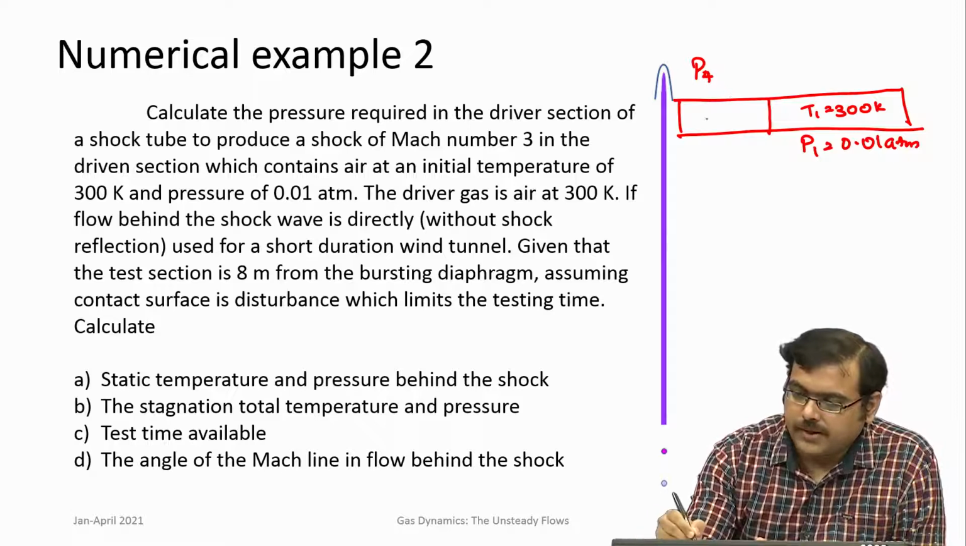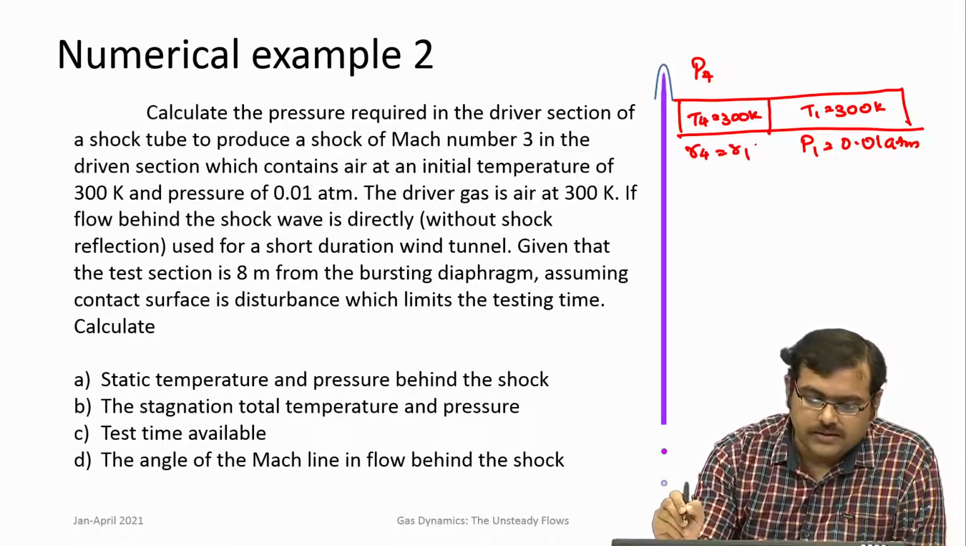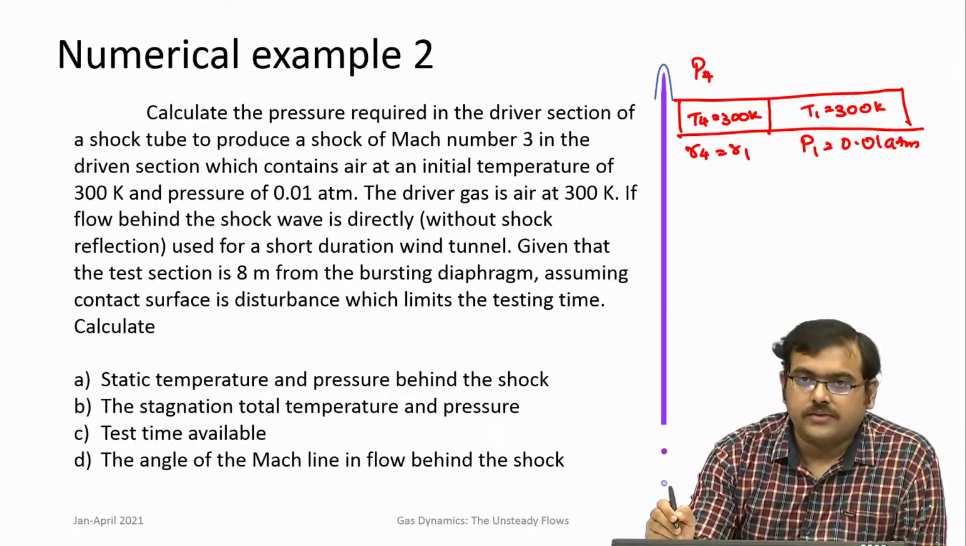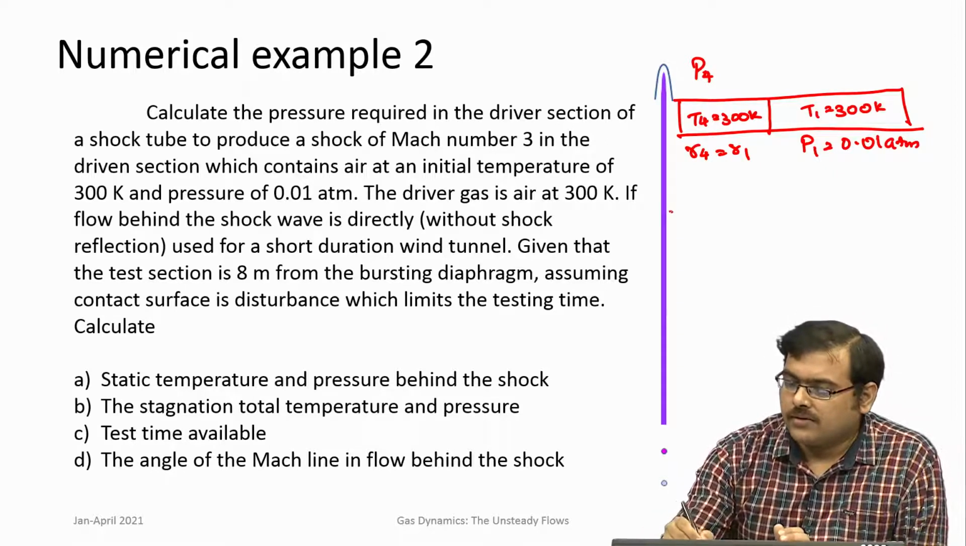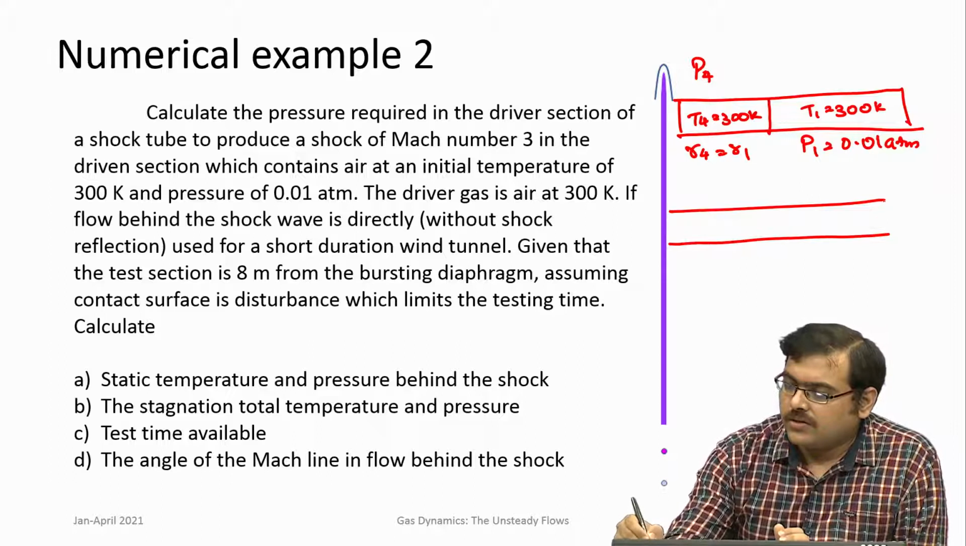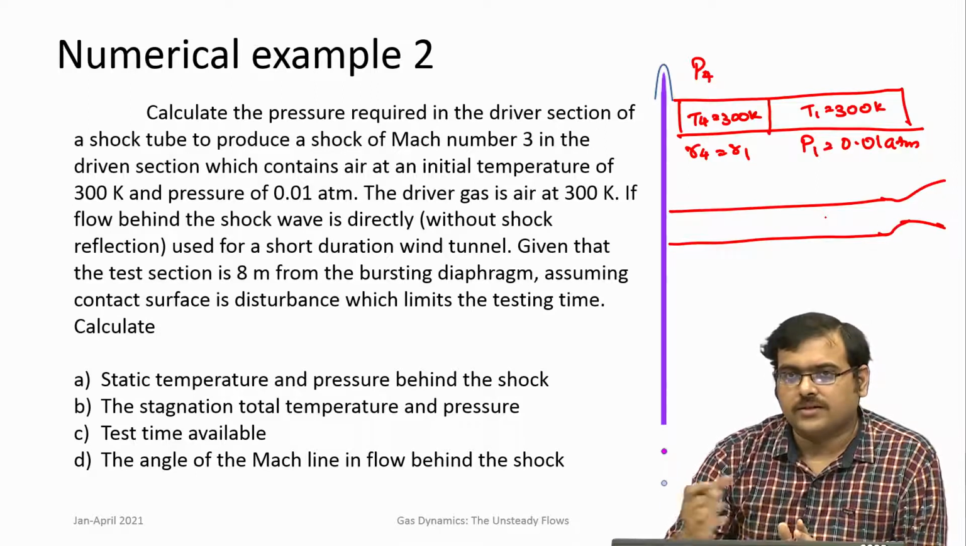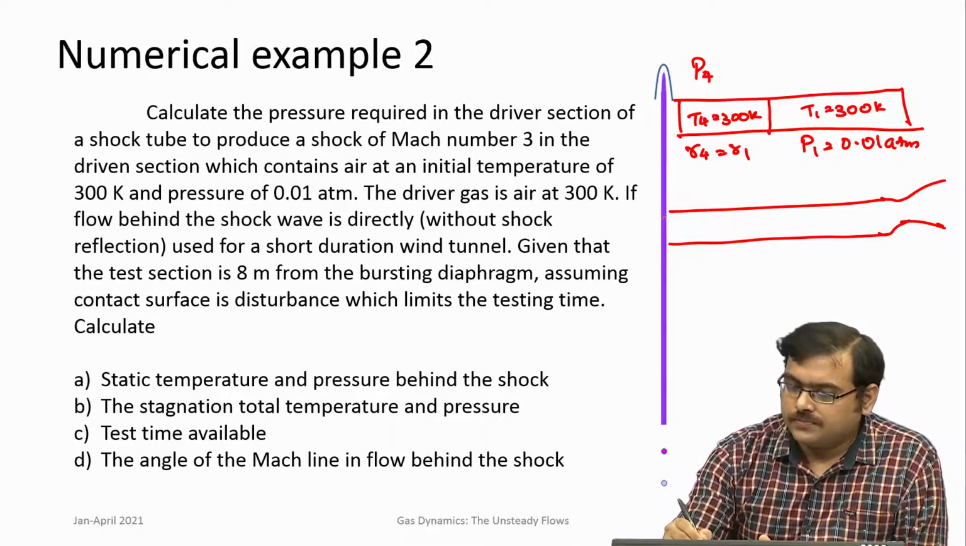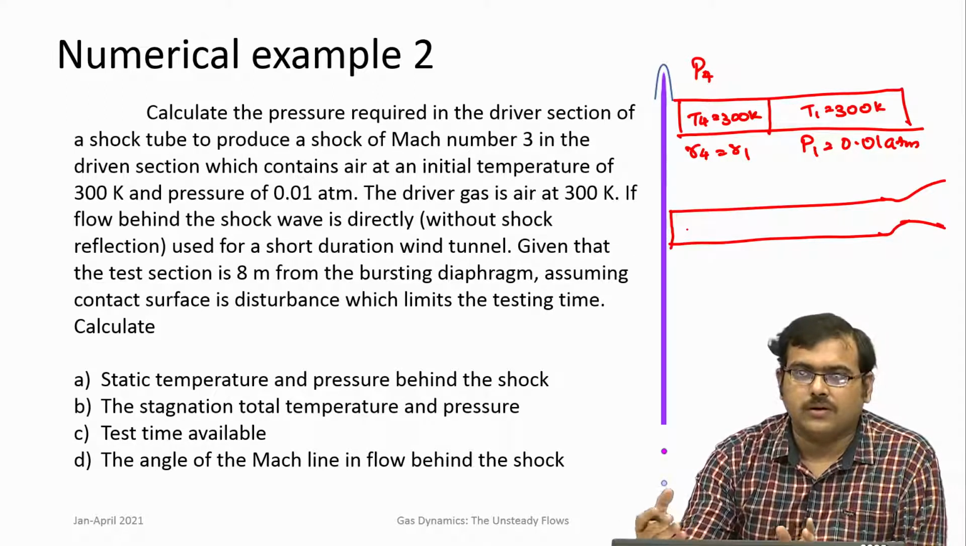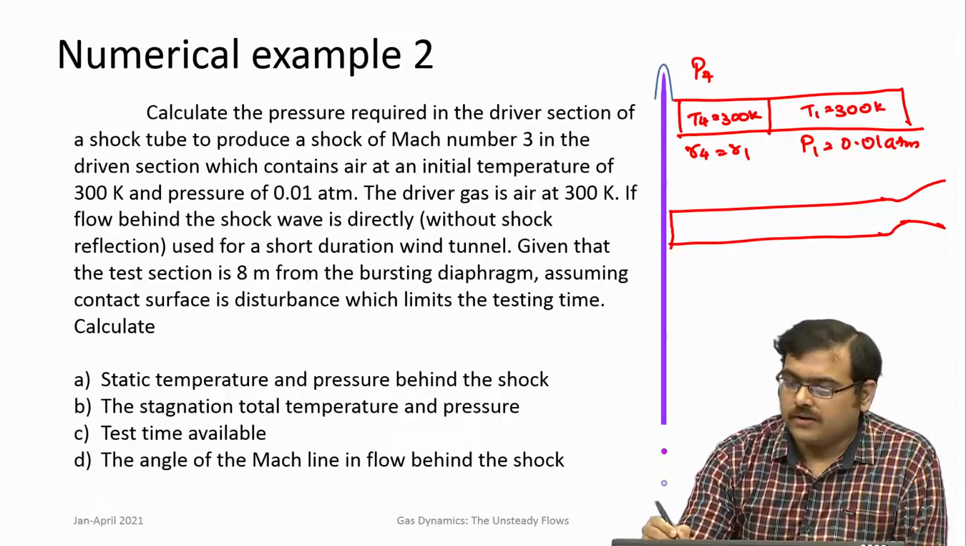So, it is the same gas, T4 is 300 and gamma 4 is equal to gamma 1, the same gas. If flow behind the shock wave is directly used without shock reflection for a short duration wind tunnel. So, this is a case where you are taking the shock tube and at the end of it you are attaching a wind tunnel. So, this combination is known as shock tunnel. We will discuss this in coming classes, but the principle of the shock tube is already known.